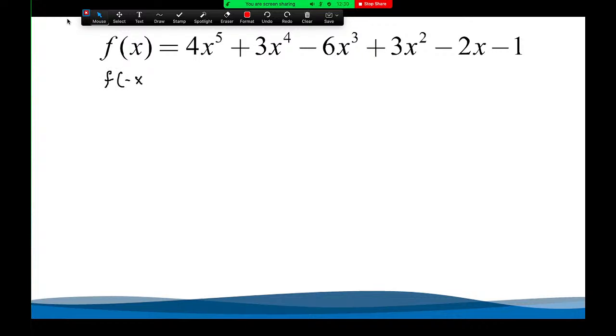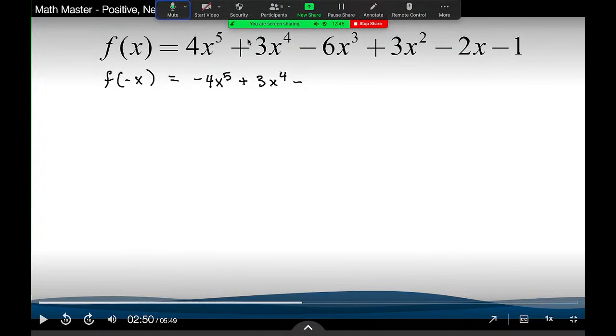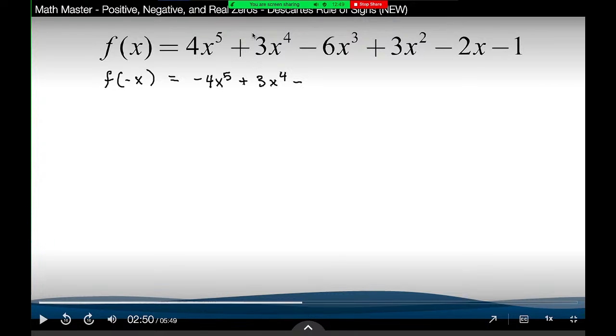If we plug in f of negative x, it will simplify to negative 4x to the 5th plus 3x to the 4th plus 6x. Okay, so you might be wondering why this didn't change, because obviously this sign changed, so all of them must change, right?